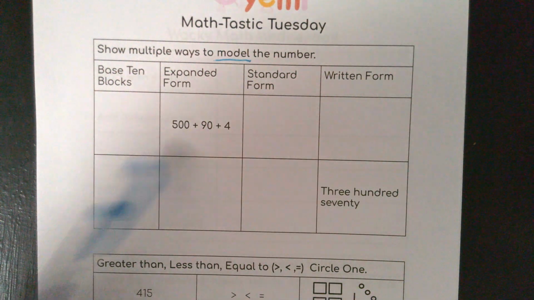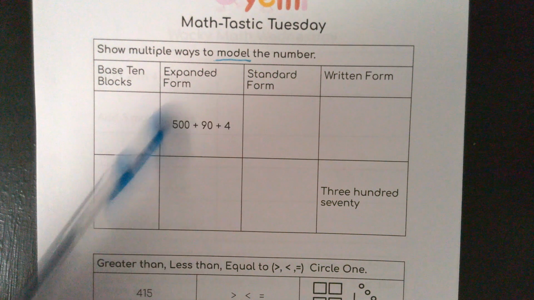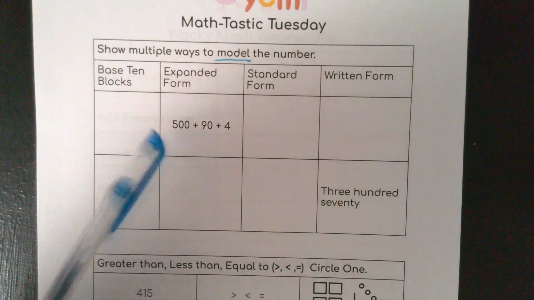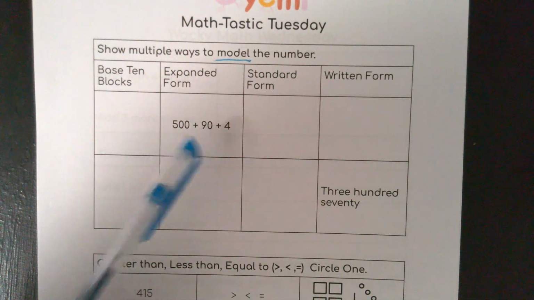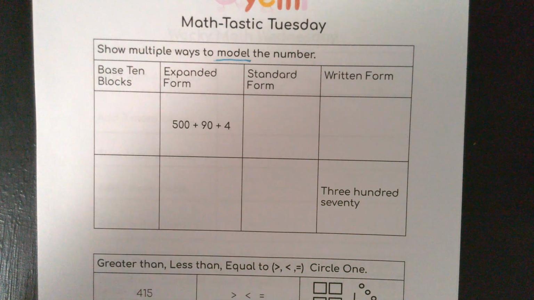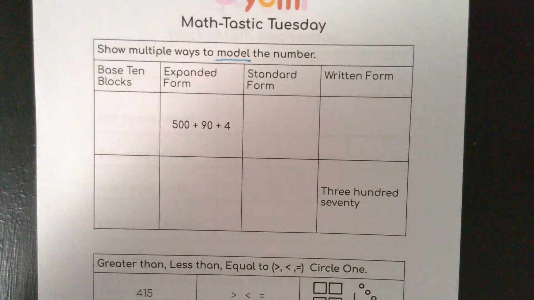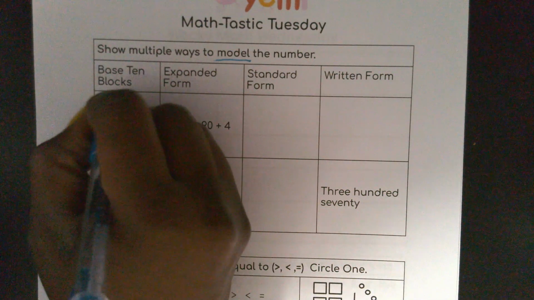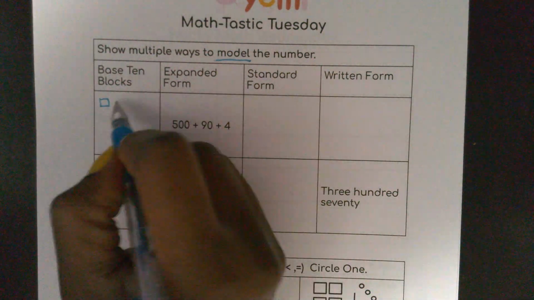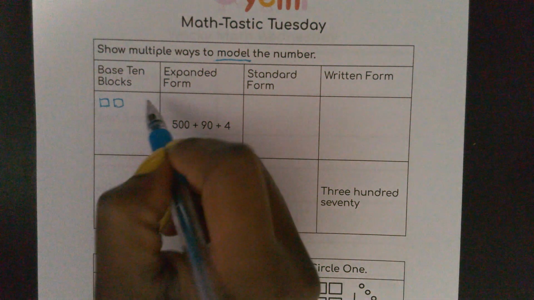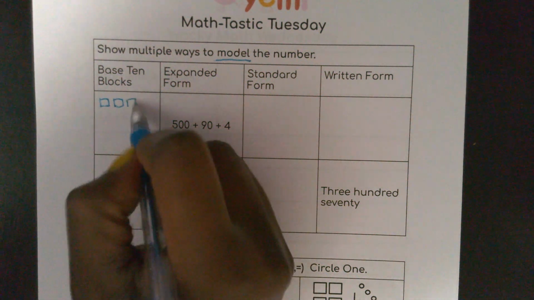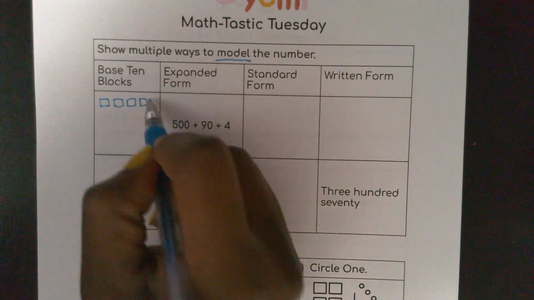So here we are. It has given us our clue for the whole row, 500 plus 90 plus 4. So I know that I have 5 hundreds. So here are my hundreds. 1, 2, 3, 4, 5.